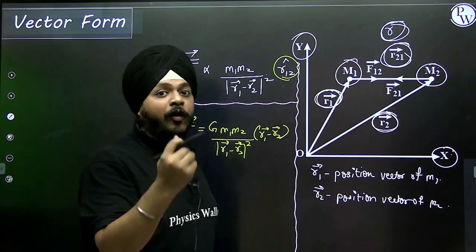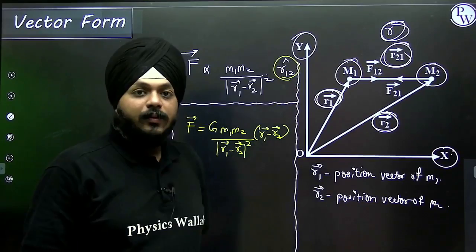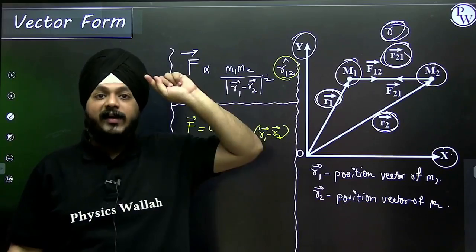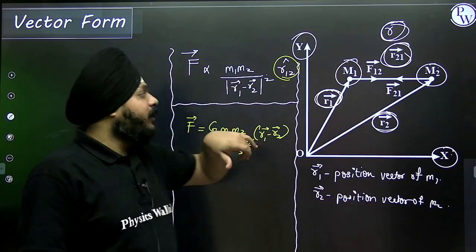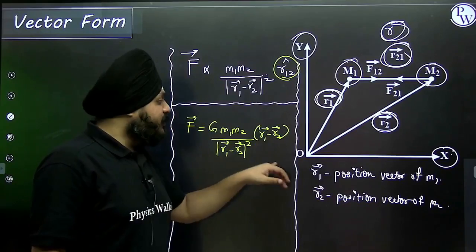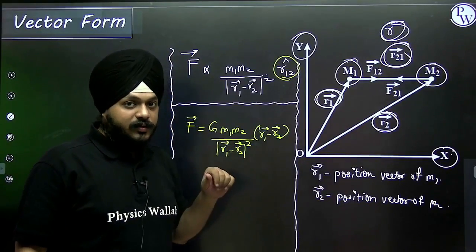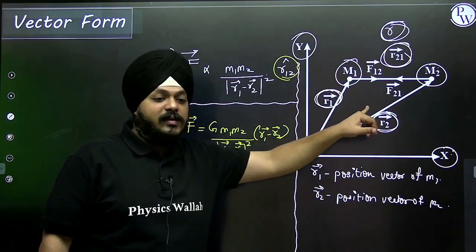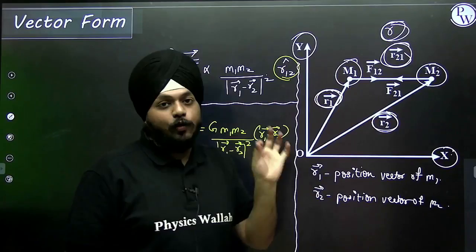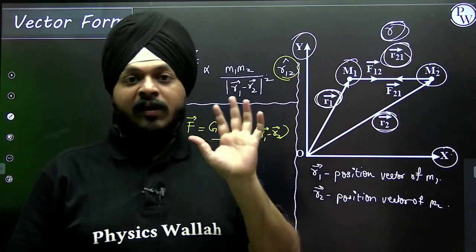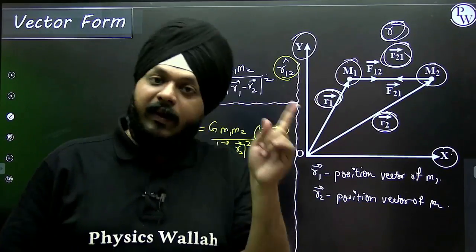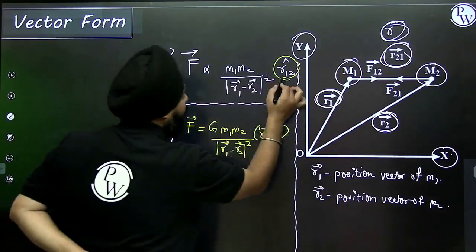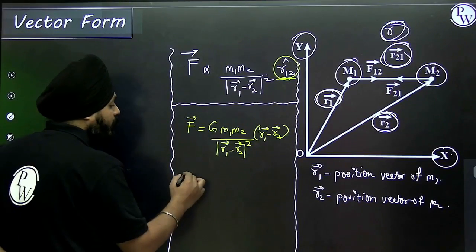Why is there a need for a unit vector? Whatever force is acting between these two particles, the force is a vector quantity. Masses are scalars, G is the gravitational constant. If position coordinates are defined in three-dimensional space, obviously whatever resultant force comes between the two particles will have components in x, y and z directions. For that reason this unit vector is defined.